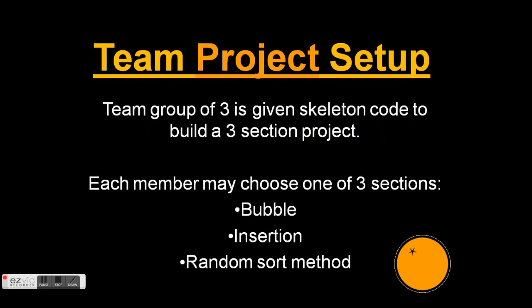Now for our team project setup, we had a skeleton code given to us, and we were able to split that up into three methods, or ASM files. First we have the bubble, which I did. Then we also have the insertion, which was done by Parker, and then the random sort, which was our wild card, and that was done by Matt.